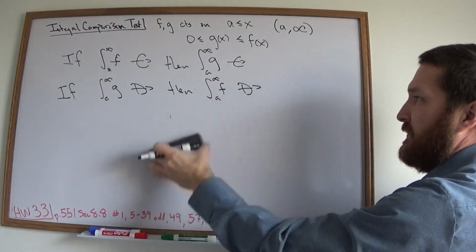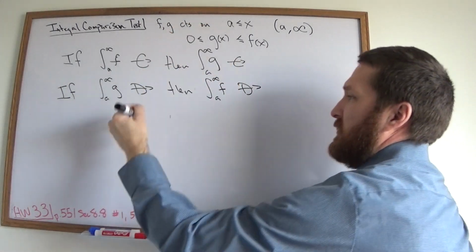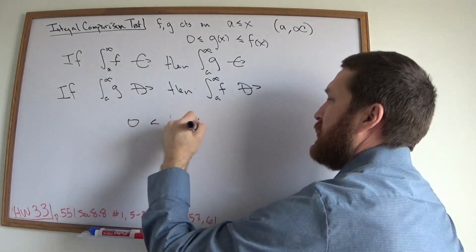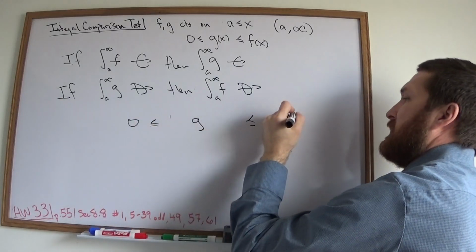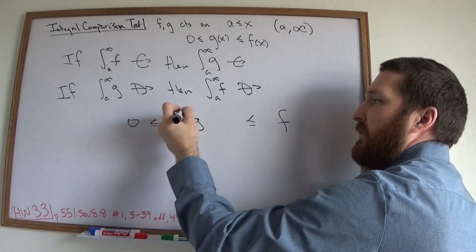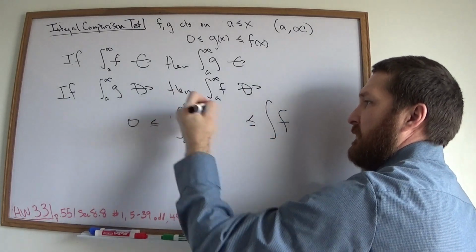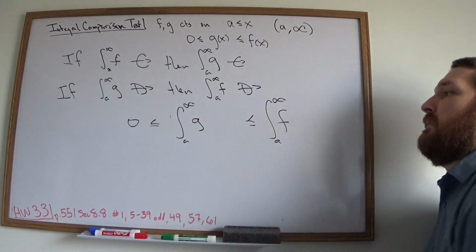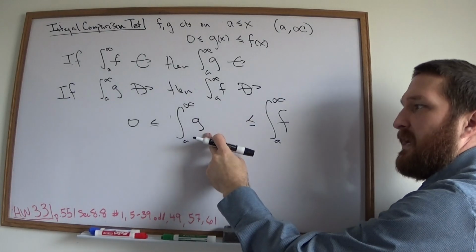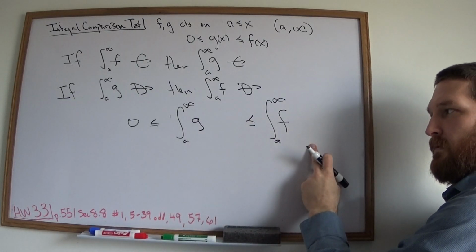And really, you could see it this way. Another way that I could have stated these two statements is to just say, if 0 is less than G less than F, then this is true, right? From A up to infinity, A up to infinity. And if this diverges, then that diverges, right?